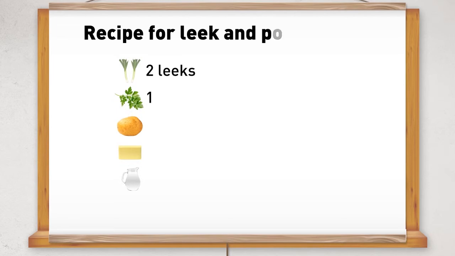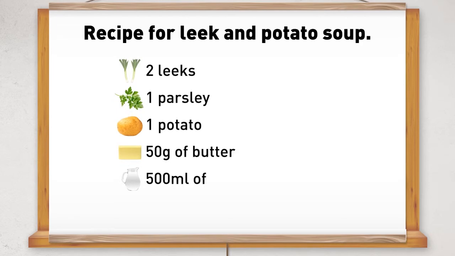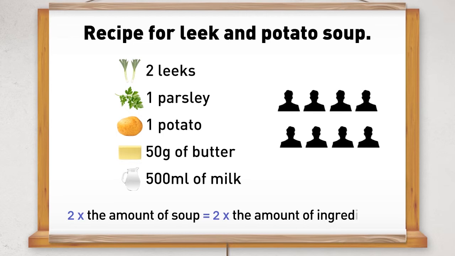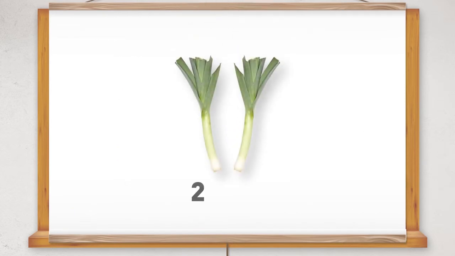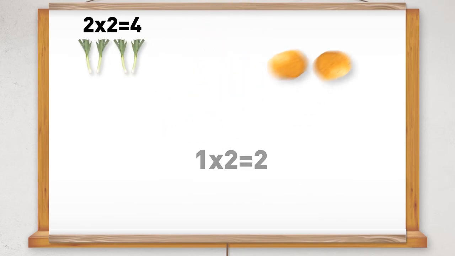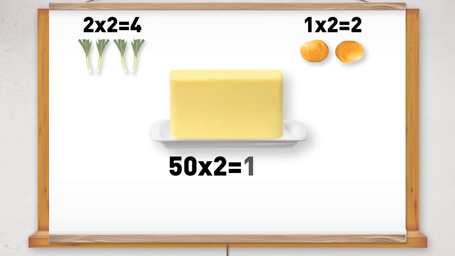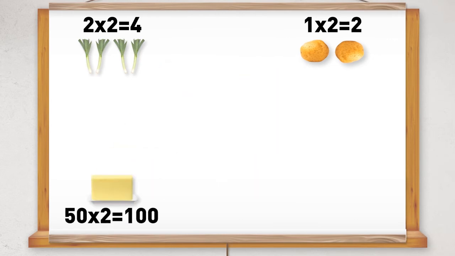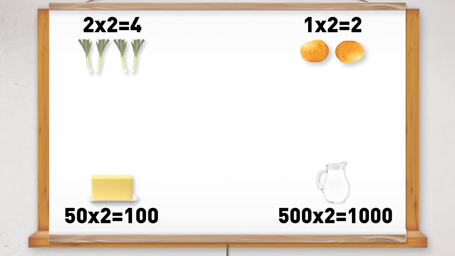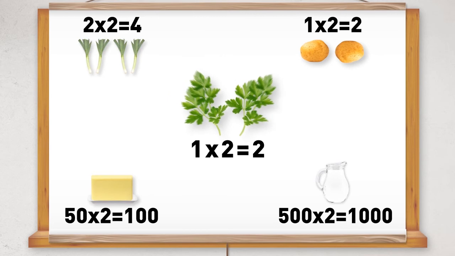Here is a recipe for leek and potato soup. This recipe will make enough soup to serve 4 people. If you want to make enough soup for 8 people, that is twice as many people as the recipe has been written for. So we need to double the amount of soup, so we need to double the amount of each ingredient. So we need 2 times 2, which is 4 leeks, 1 times 2, which is 2 potatoes, 50 times 2, which is 100 grams of butter, 500 times 2, which is 1000 ml of milk, and 1 times 2, which is 2 sprigs of parsley.